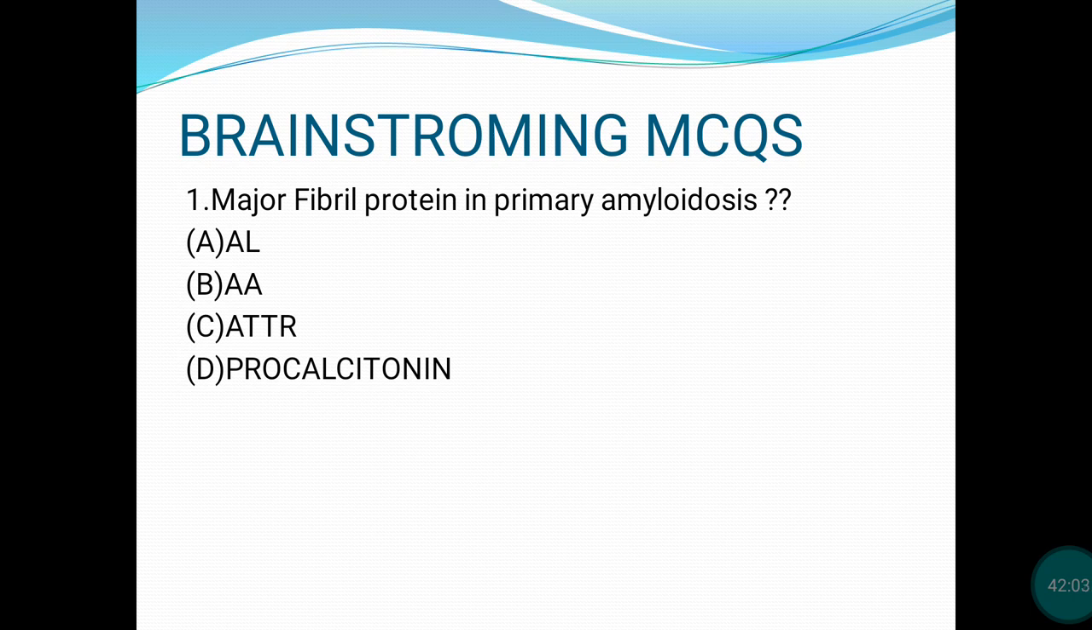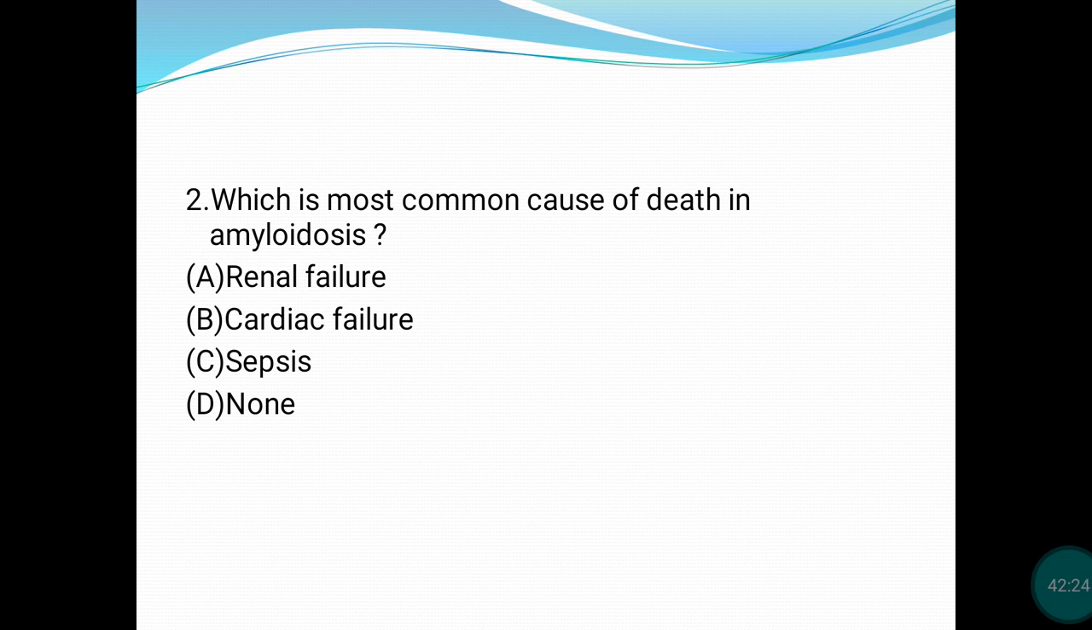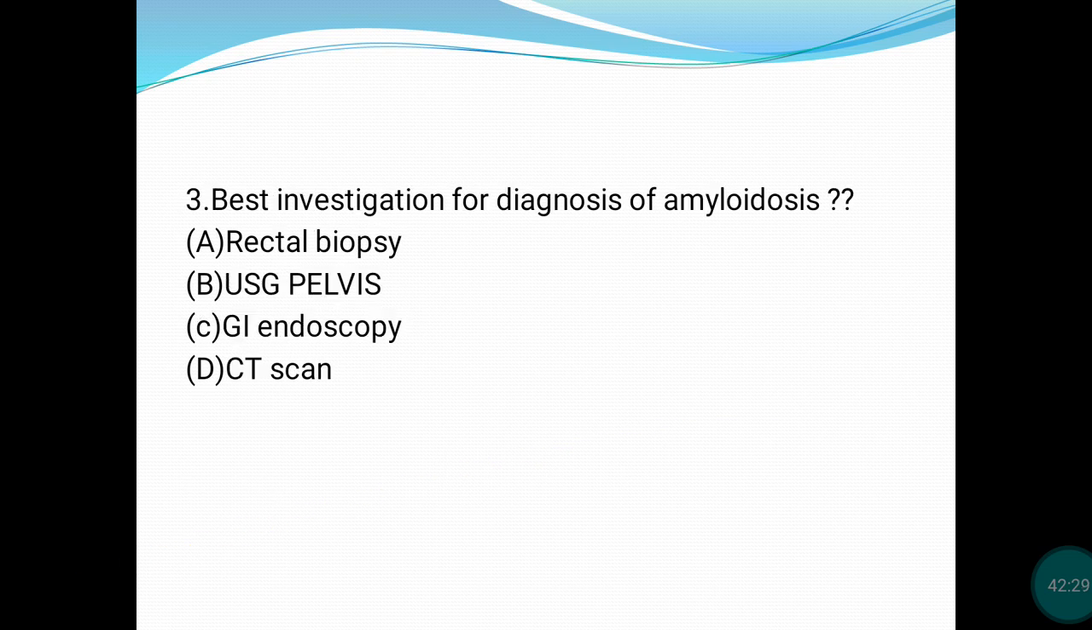Now let's see the MCQs. First, the major fibril protein in primary amyloidosis is which one? Your options are AL, AA, transthyretin or procalcitonin. Your answer will definitely be AL: in primary amyloidosis, light chain is accumulated. Which is the most common cause of death in amyloidosis? Obviously, the answer is cardiac failure.